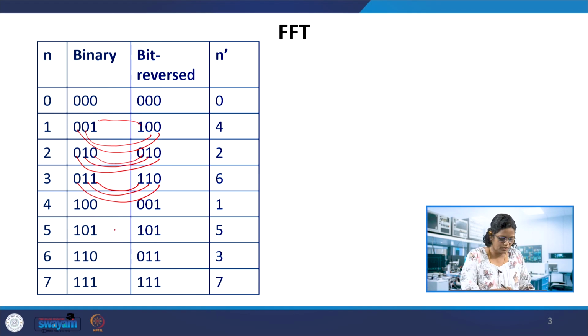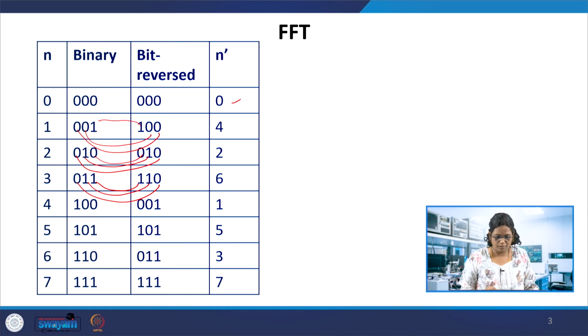If you do this bit reversing on the binary sample indices, not the data, then sample 0 stays at 0. The sample 1 goes to the place of 4, and 2 stays at 2. 3 becomes 6, 4 becomes 1, 5 stays 5, 6 becomes 3, and 7 stays 7. So the bit-reversed order is this way. Where the proper order is 0 to 7, the bit-reversed order would be 0, 4, 2, 6, 1, 5, 3, 7.